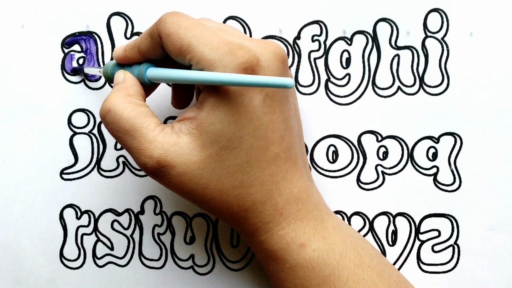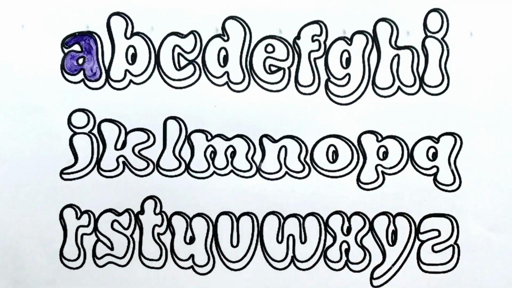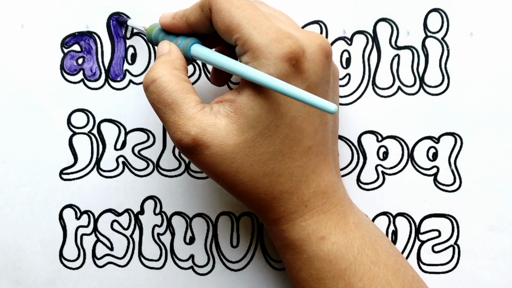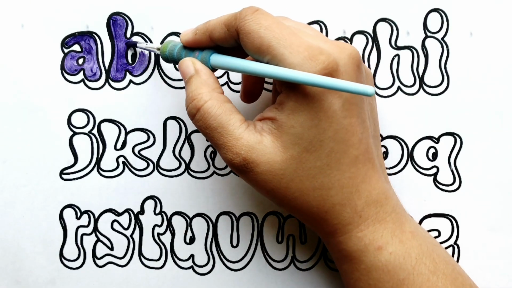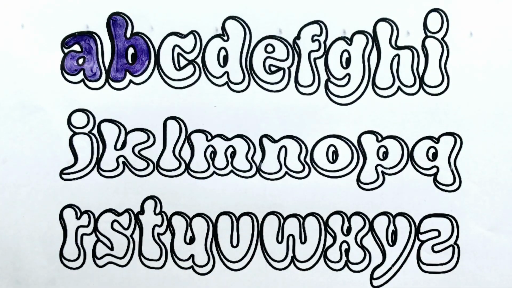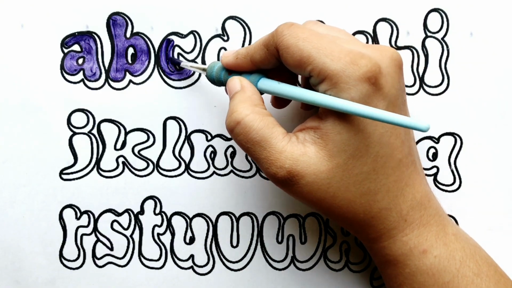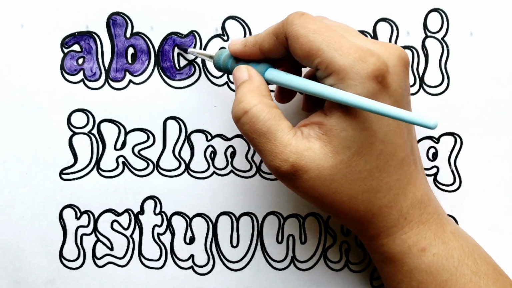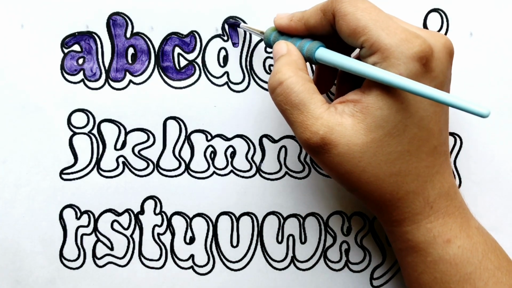A, B, C, D, E, F, G, H, I, J, K, L, M, N, O, P, Q, R, S, T, U, V, W, X, Y, and B for bat ball. C for cherry. D for doll.